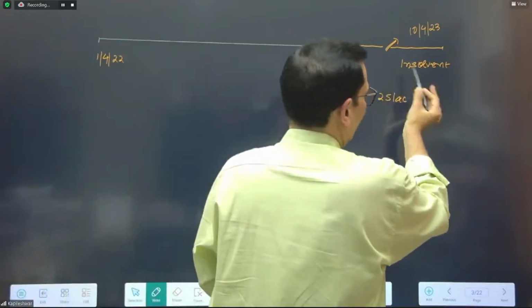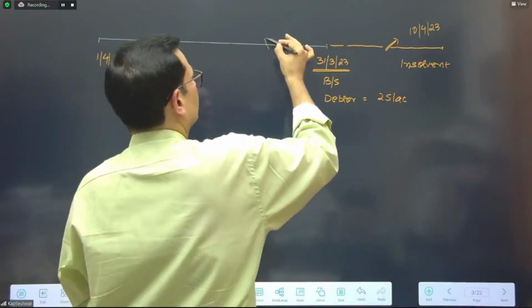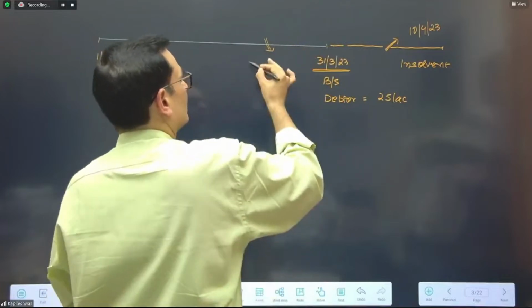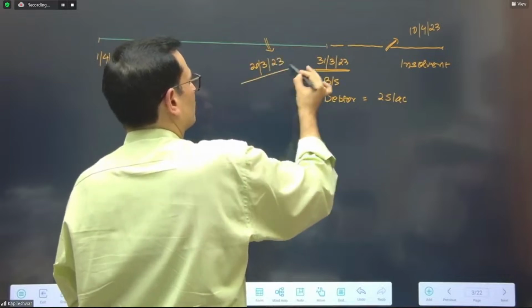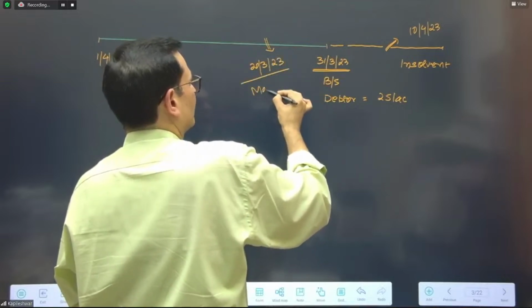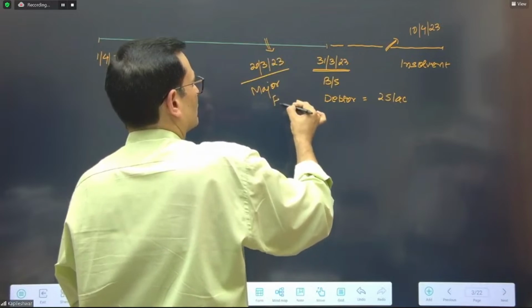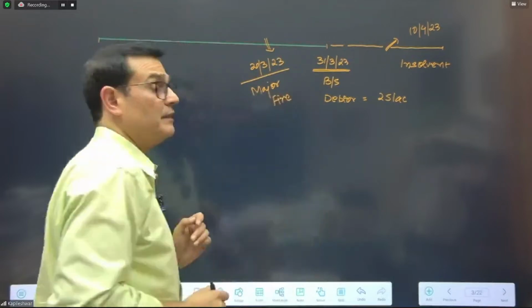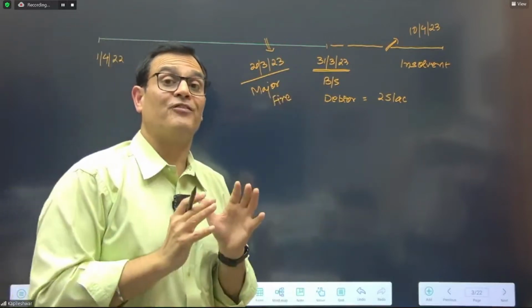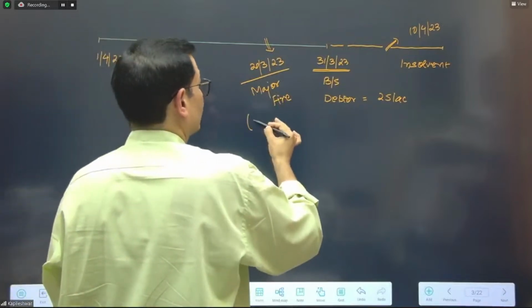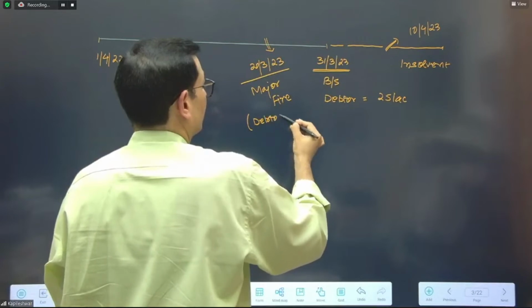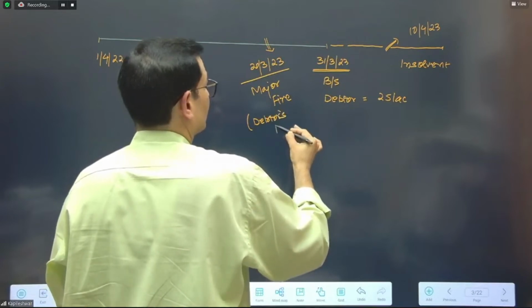I found out why he became insolvent. I came to know that on 20th of March 23, there was a major fire. There was a huge fire at the customer's factory, not my factory. There is a major fire which took place at the debtor's, let us say, factory.